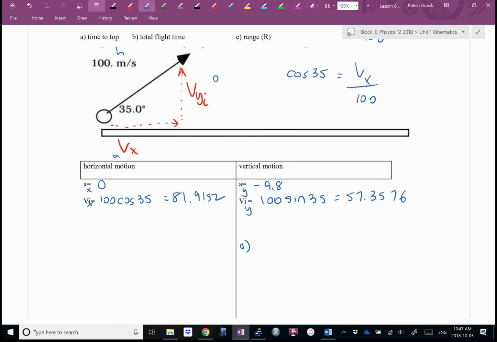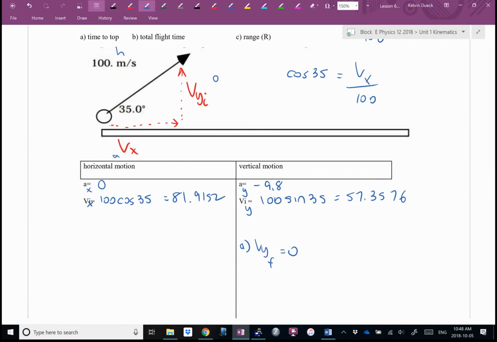Time to the top. Do I know anything at the top? I've got to be fussy. VF is not zero. VYF is zero. VF is actually right at that moment VX for a split second, because that's the only component that's left. So I'm going to write that next to A because this is part A. So I'm going to go VY final equals zero. I'm not going to put it up here because this is unique to the top, and I might be somewhere else later on in the question for part B or part C.